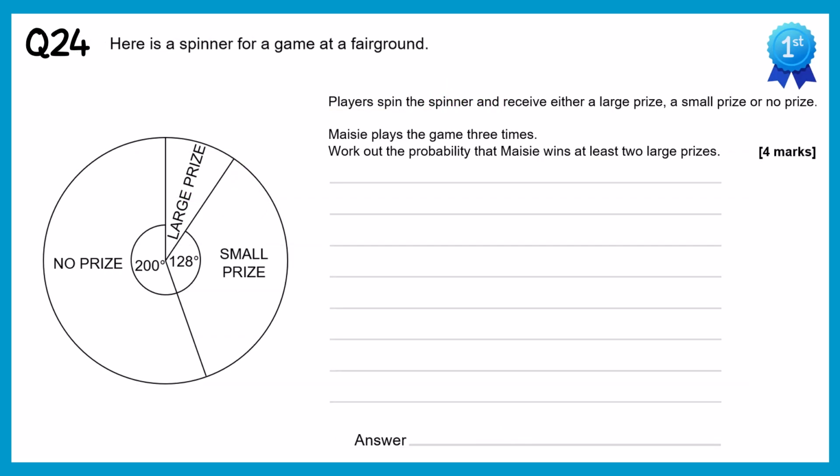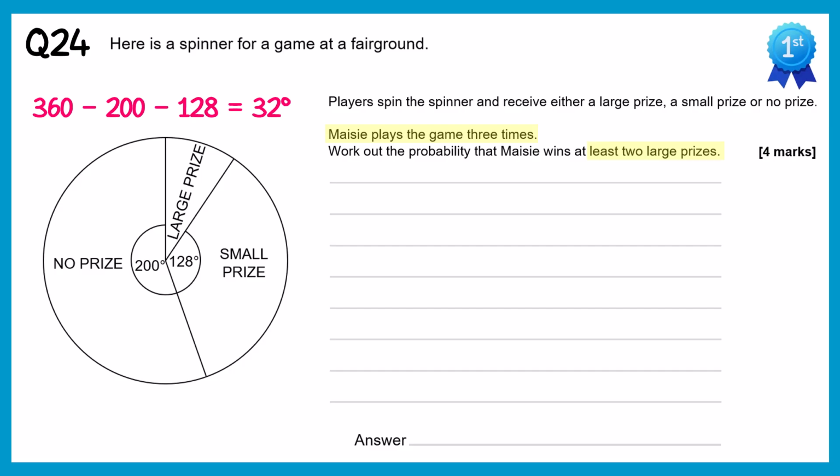In this question we have a spinner, and we're told that Maisie is going to play the game 3 times. We need to work out the probability that she wins at least 2 large prizes. The first thing we need to do is work out the size of the angle for the large prize. We can do this by subtracting the other angles from 360. So 360 take away 200 and 128 gives you 32. So the angle for the large prize is 32 degrees.